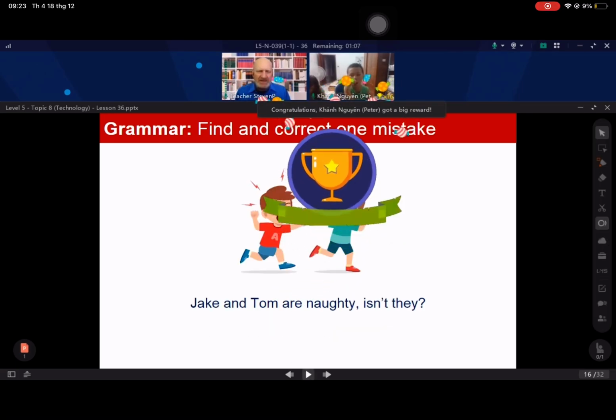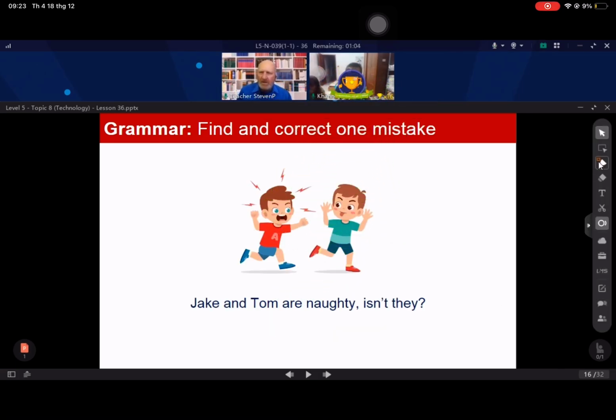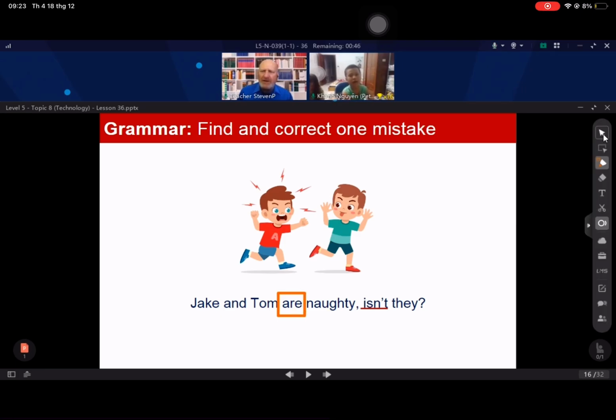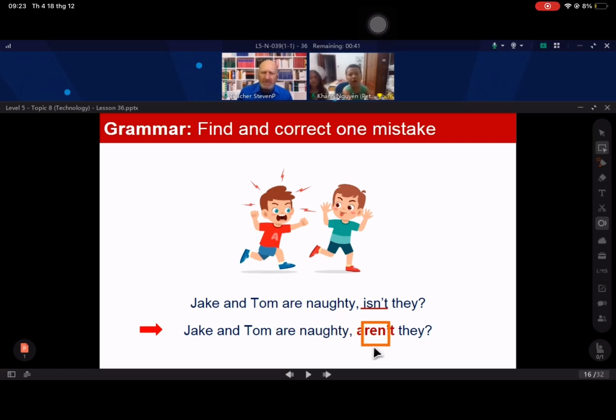Good. Okay, so let's try this one. Them are naughty, isn't they? What is wrong here? What should it be? What do we say? Are changes to aren't. Are is positive and it changes to negative. So it should be aren't they. Jake and Tom are naughty, aren't they?